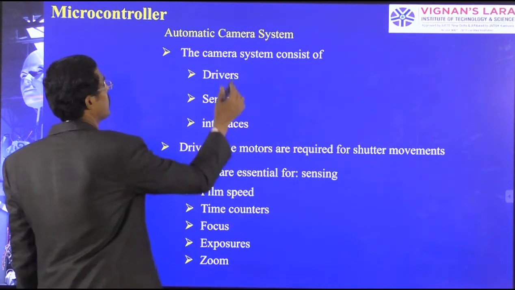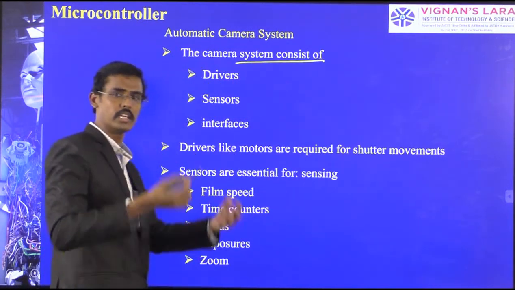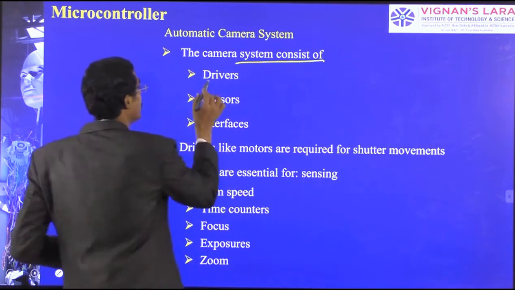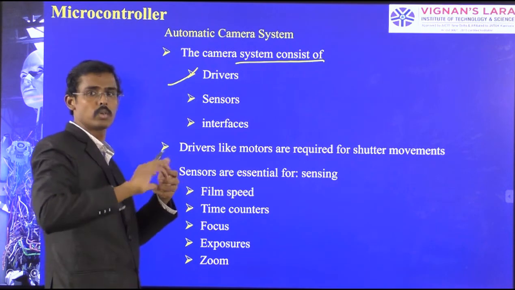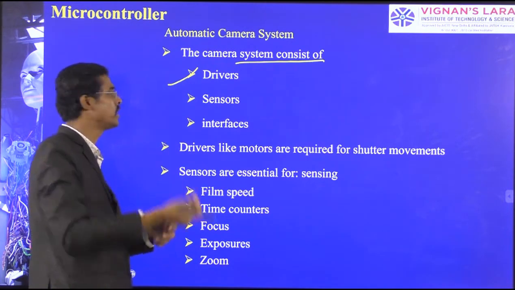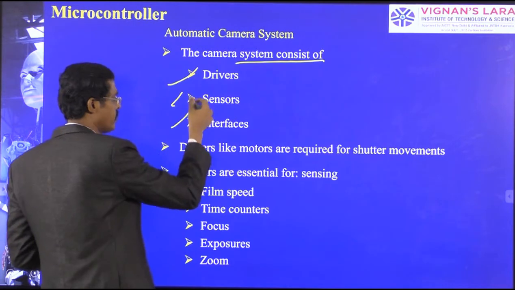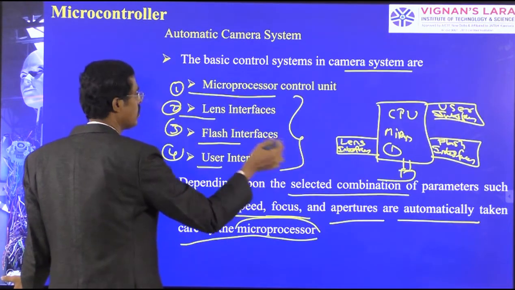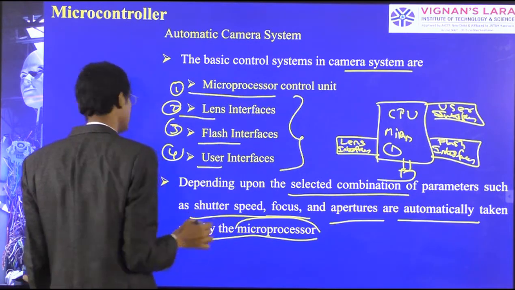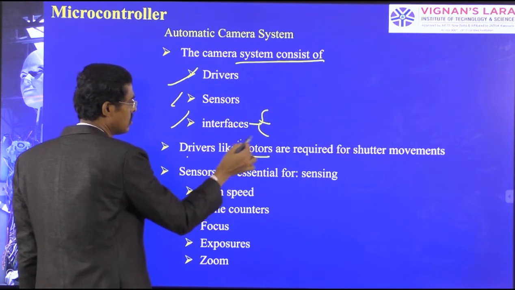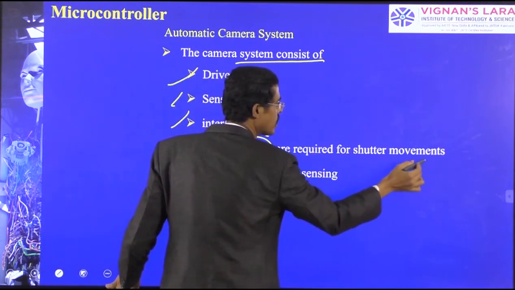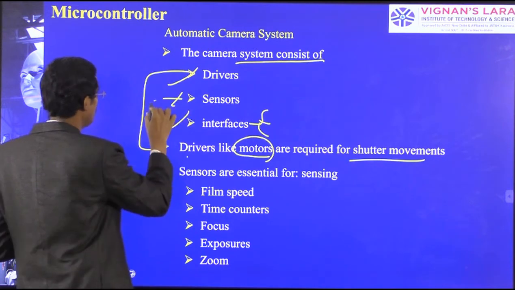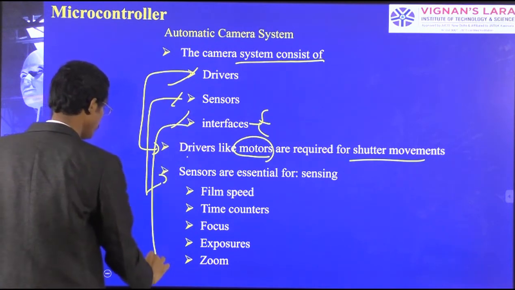In an automatic camera system, we may now classify what operations can be done by the microprocessor and what it contains. It contains the drivers, shutter movement, closing, on, off, so a driver motor has to be there, and the sensors and interfaces. Now we have seen three interfaces: lens interfaces, flash interfaces, and user interfaces. Drivers like motors are required for shutter movement.